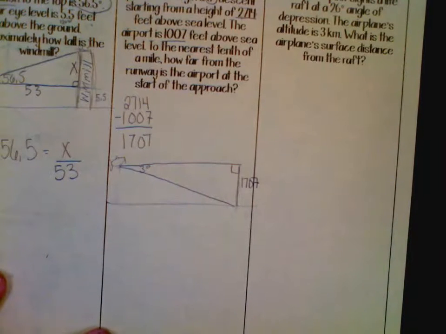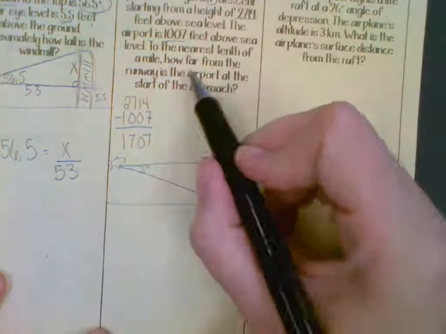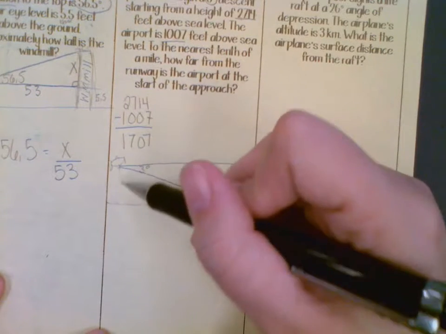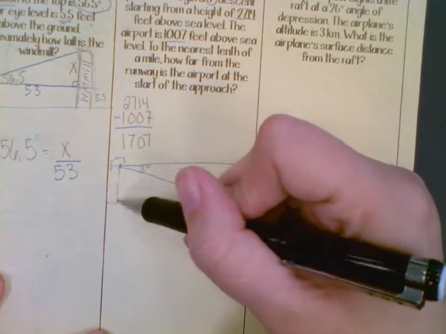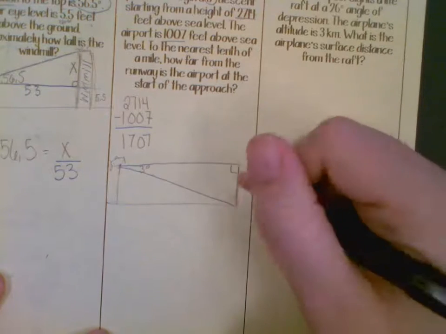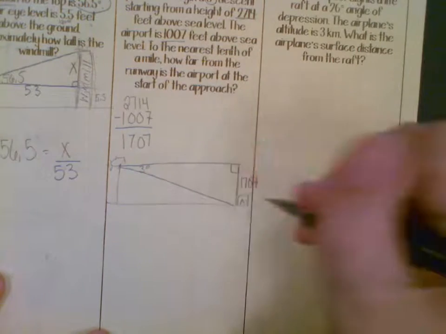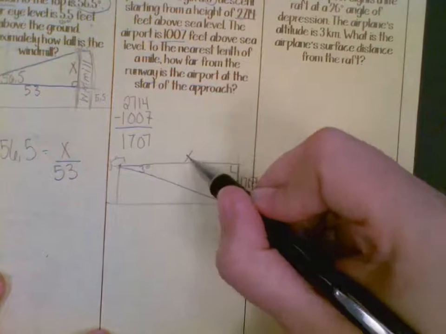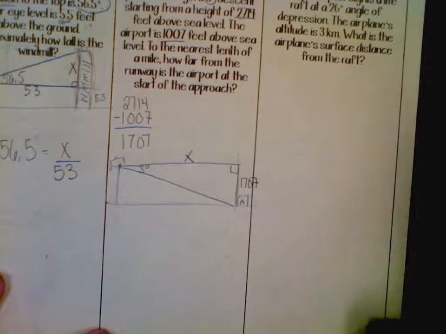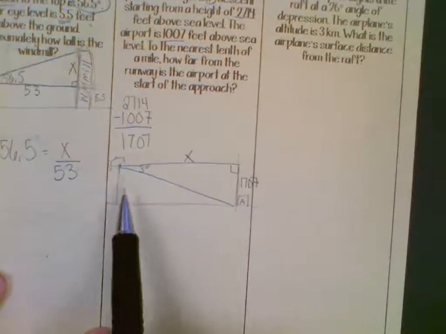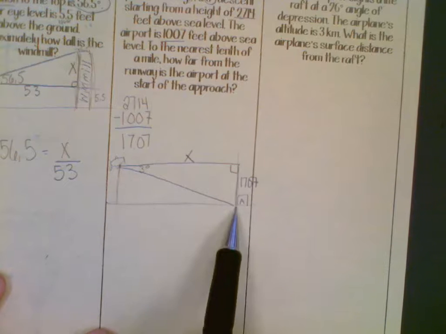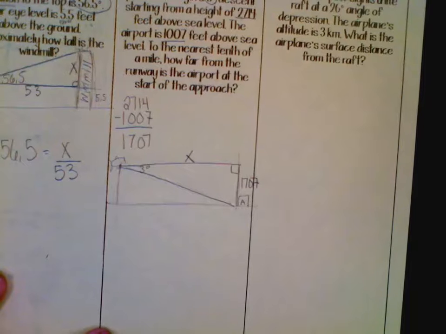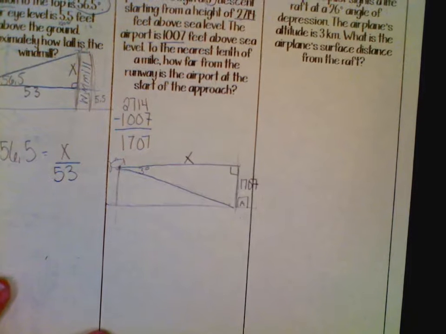So now we need to figure out where our x is going to go. So it says how far from the runway is the airport when we start going down. So how far from when we start going down is the airport? Well, this is the airport right here. So we would be measuring the distance between them. So that would be this horizontal distance. Okay? If it said how far does the airplane have to travel, that would be this line because that's where the airplane's going to travel. So go ahead and set up your trig equation and solve for x.